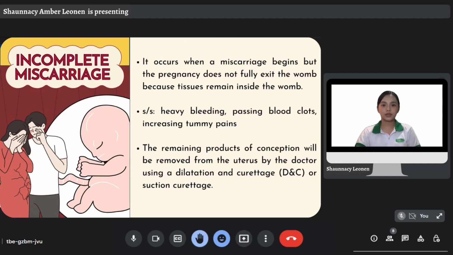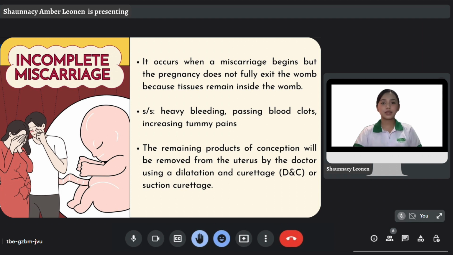Incomplete miscarriage. It occurs when a miscarriage begins but the pregnancy does not fully exit the womb because tissues remain inside the womb. The signs and symptoms are heavy bleeding, passing blood clots, increasing tummy pains, or cramps or contractions. The word incomplete can be confusing for women. They might interpret that the pregnancy will continue because the miscarriage was only partially successful. So be careful not to misinterpret this term in order to foster false hopes.